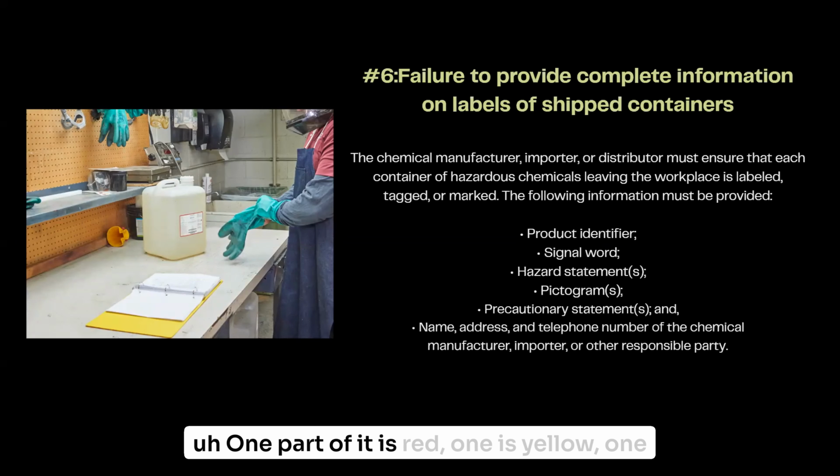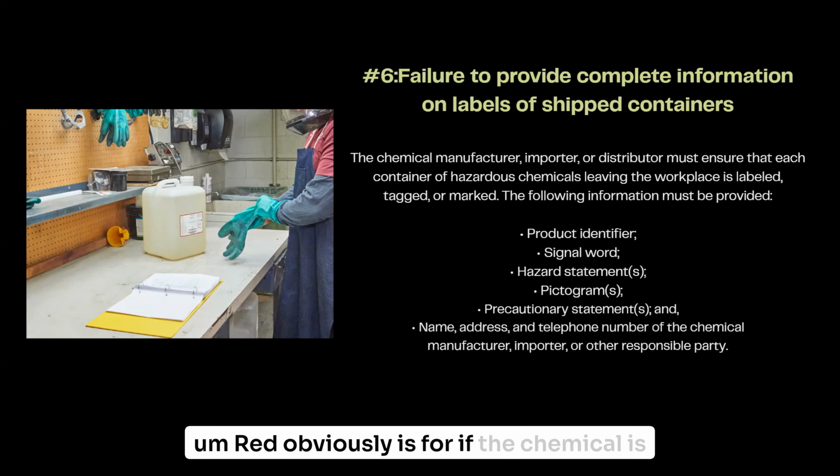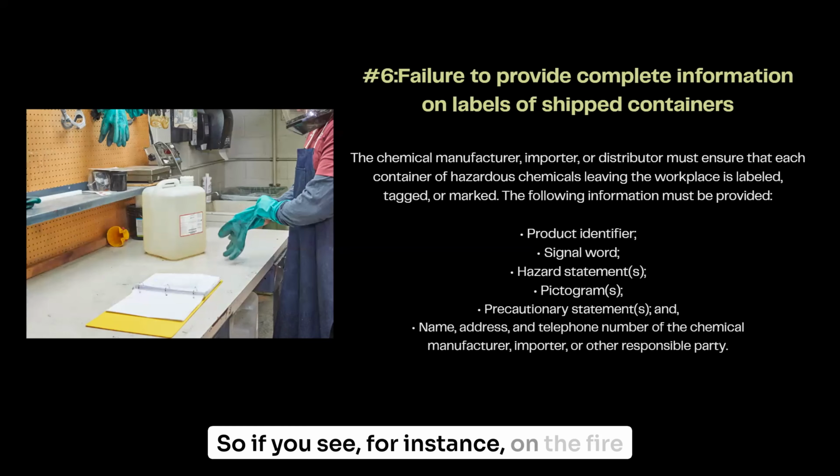One part of it is red, one is yellow, one is black, one is blue, and they all have their own specific meanings. Red obviously is for if the chemical is flammable. And then it will have a hazard rating between 0 and 4, with 0 being the least likely to cause a problem and 4 the most likely. So if you see, for instance, on the fire symbol that there's a 4, you know that that is a highly flammable chemical. But anyway, that's the pictogram, that diamond-shaped thing.